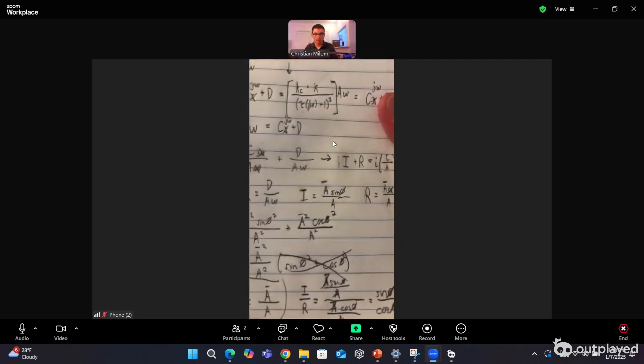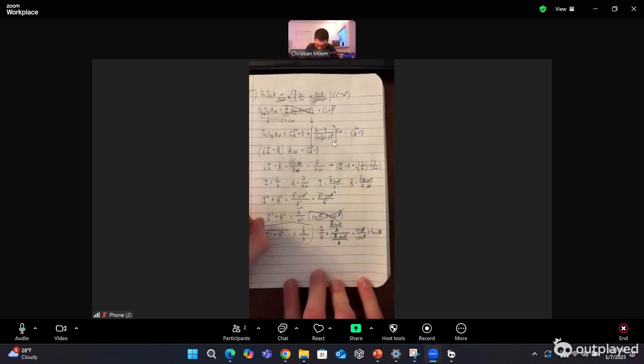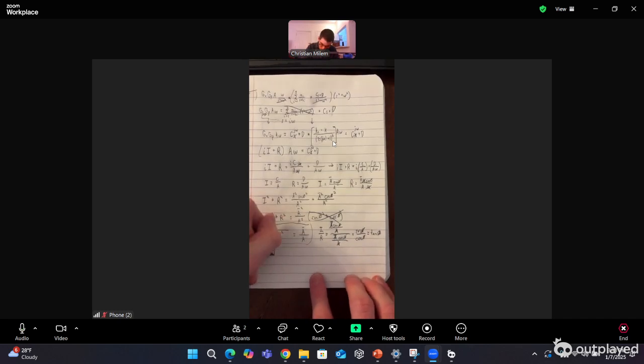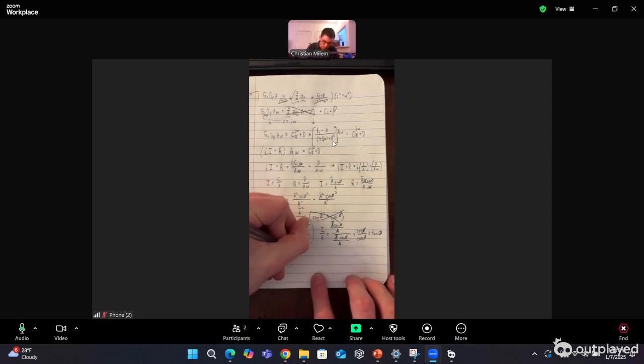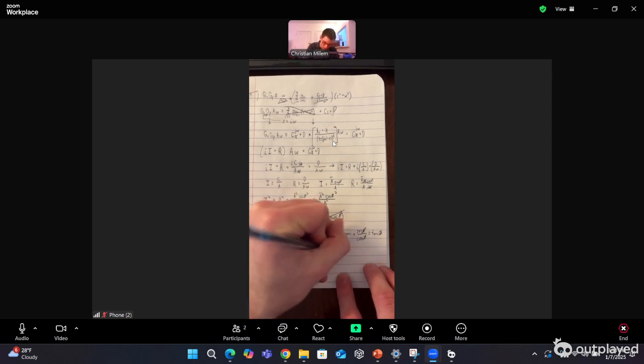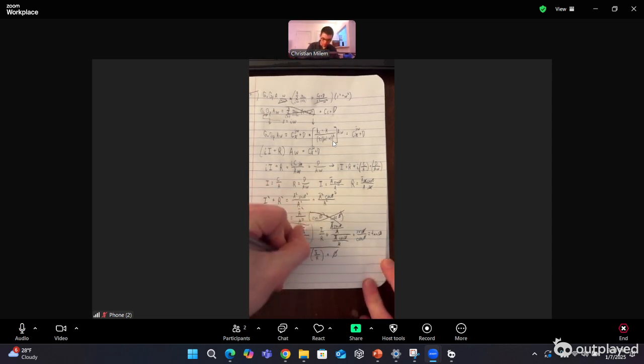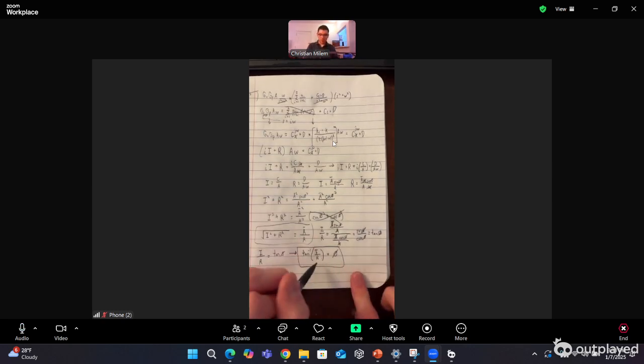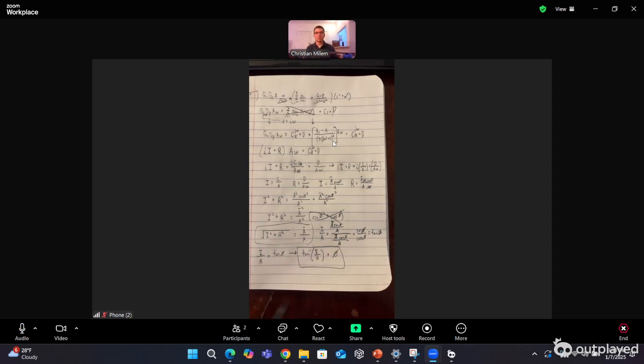Okay, so that leaves us with I over R equals tan phi. And then if we do arctangent, so tan inverse of I over R gives us phi. All right, so these two equations are what we're going to be using in the coding section.